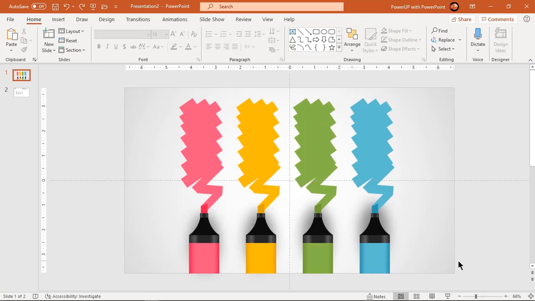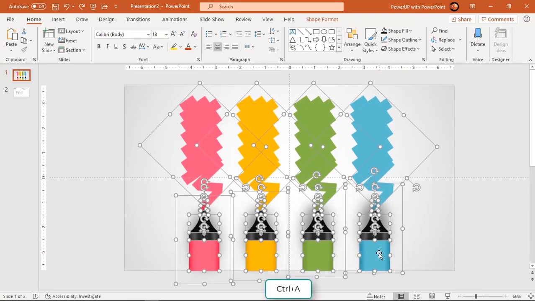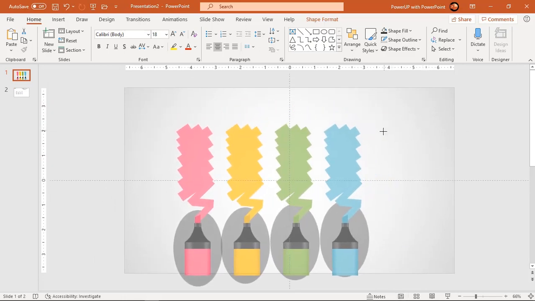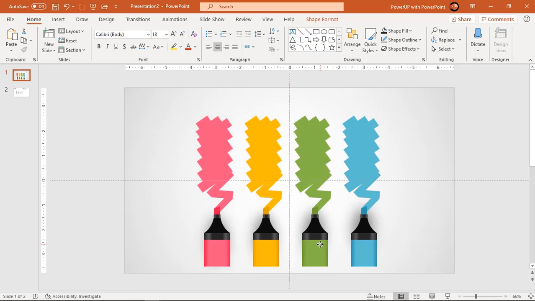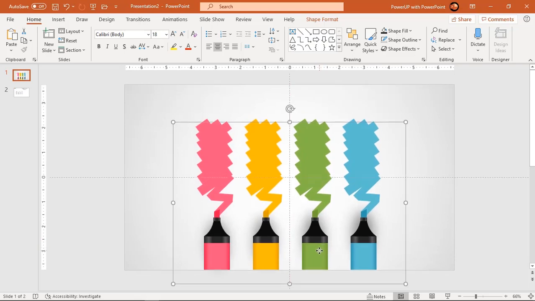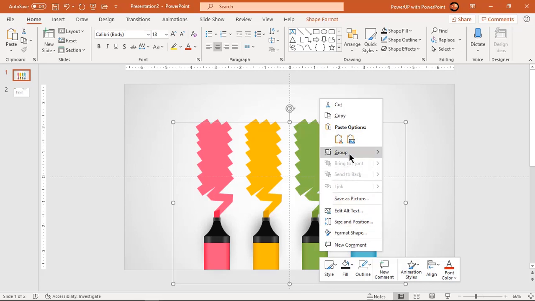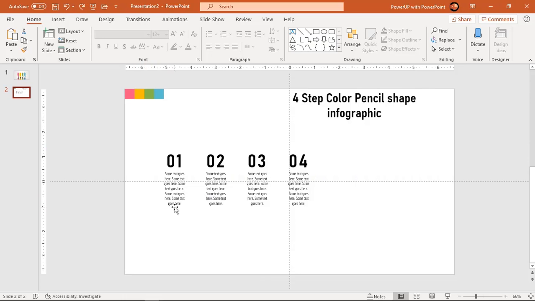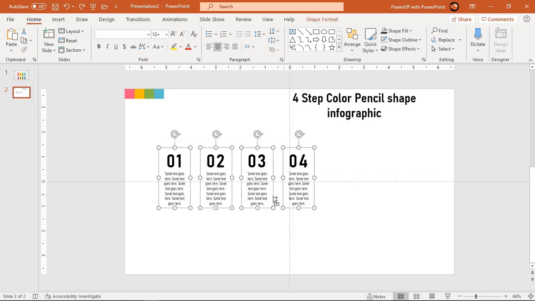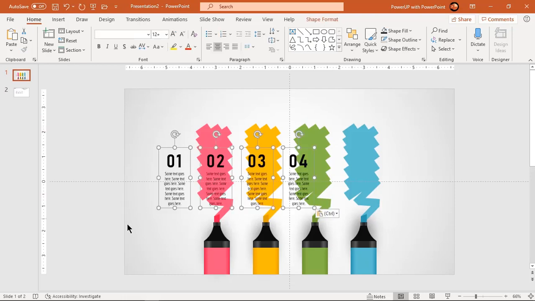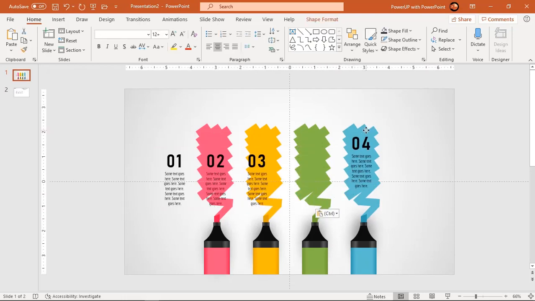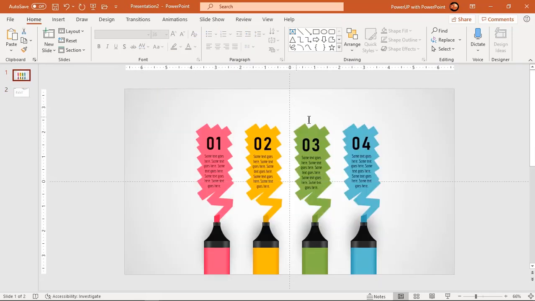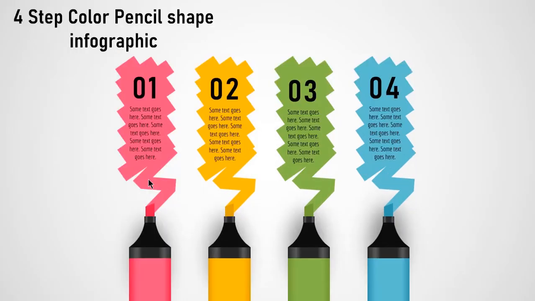Select all shapes, and reduce their size as per slide layout. Next, add text fields to finalize your design. Let's speed up to save time. So here is the final preview.